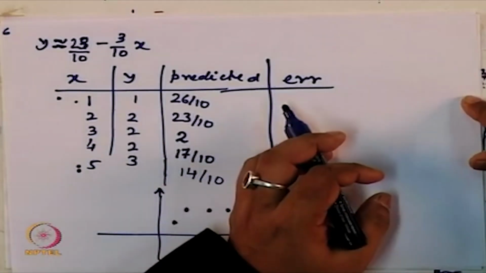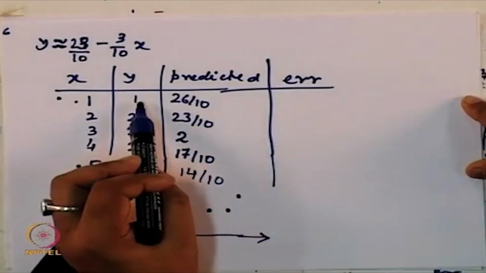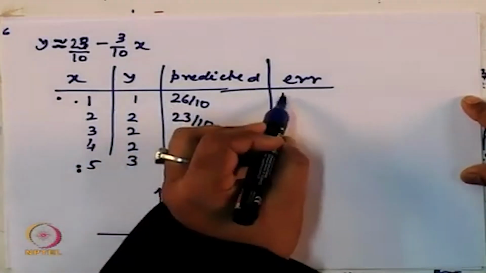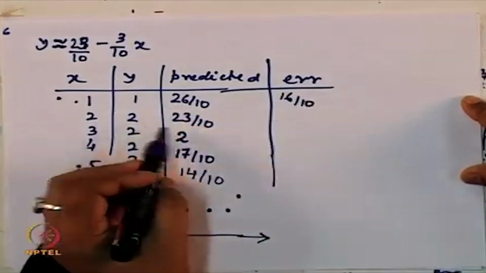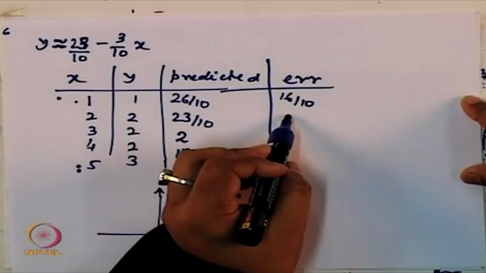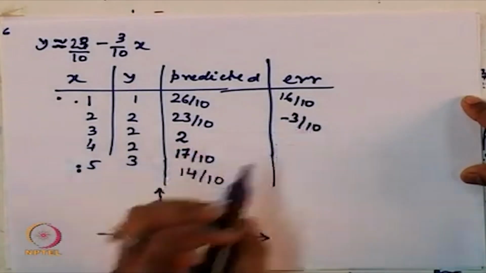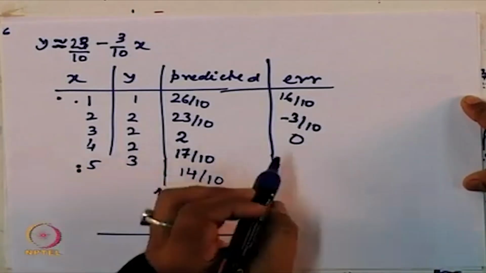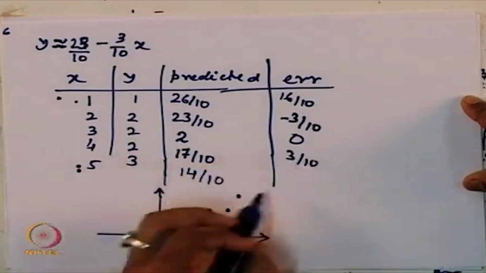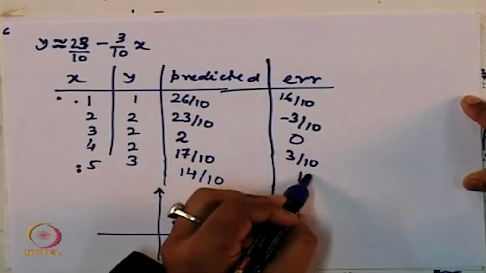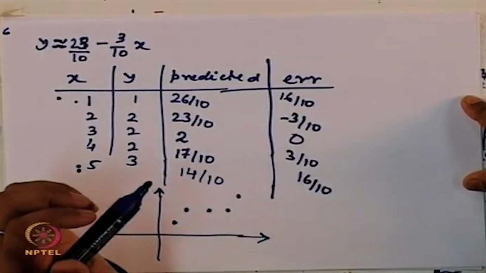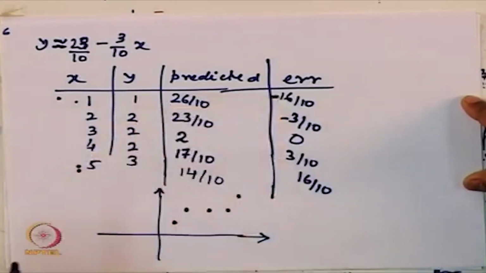So, I can compute the error, which is the difference between the actual value of y and this deviation. This comes to 16 by 10, this comes to minus 3 by 10, this comes to 0, this comes to 3 by 10, and this comes to minus 16 by 10.